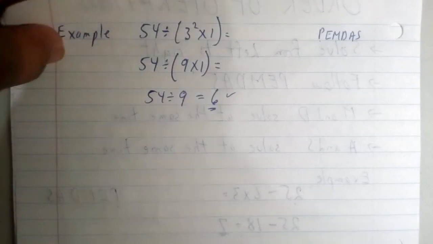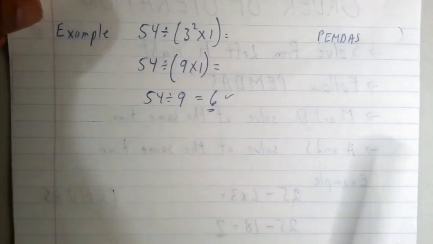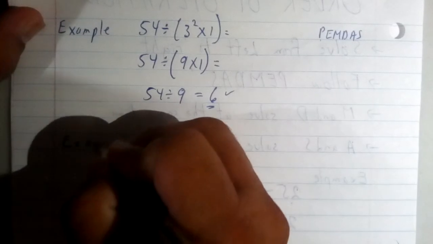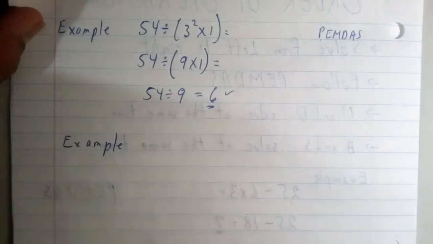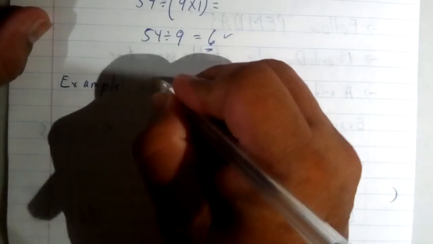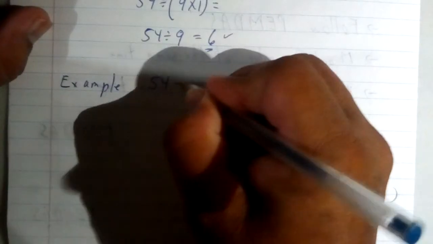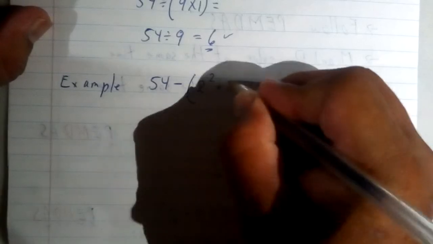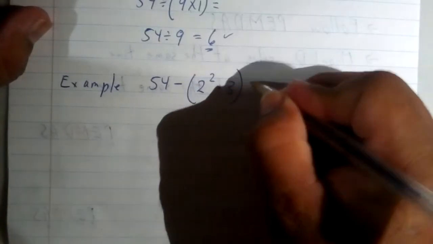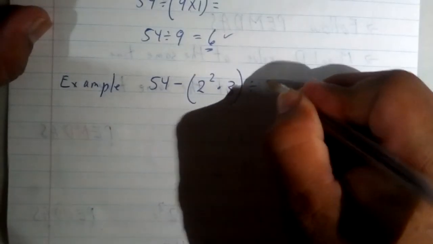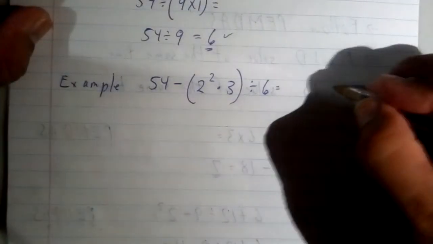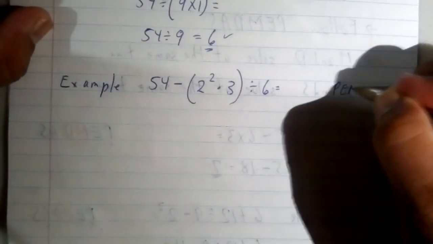Okay, so the next example will be as follows. We start to get much more in depth, much more complicated problems, right? So we have the other example as 54 take away 2 squared dot 3, which means multiplication, divided by 6 equals. Well, let's write PEMDAS and see how that works again.